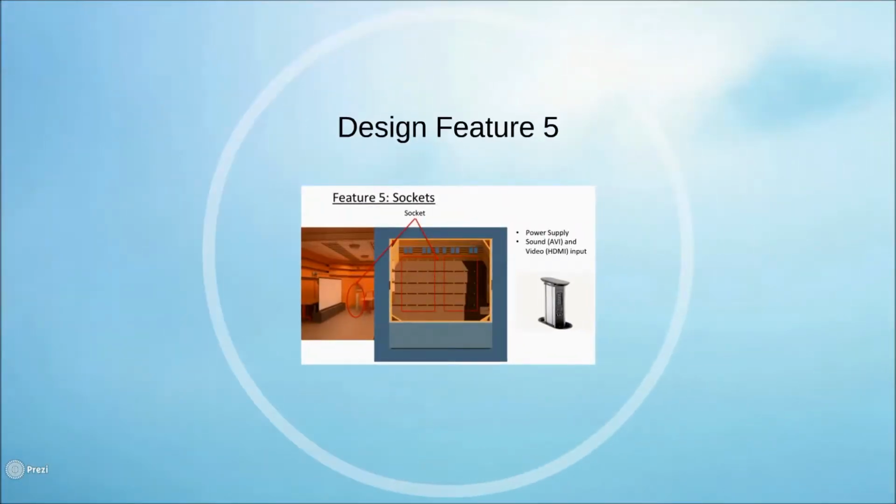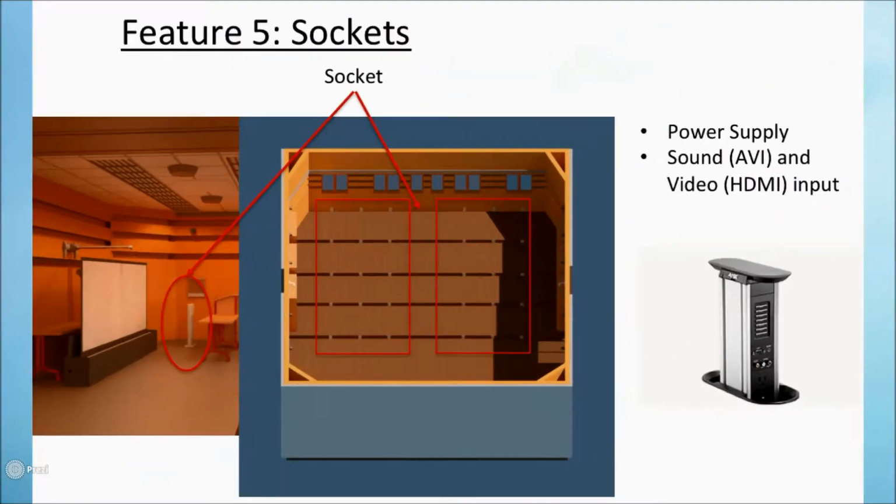The fifth feature is the new socket system. The left one is the one behind the podium. This is a more advanced socket which can be connected to the podium or any laptops needed for the lecturer or any electronic appliances like visualizers, while the right sketches show the sockets all around the room.